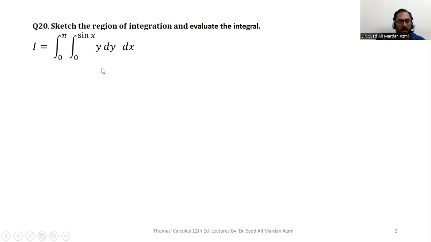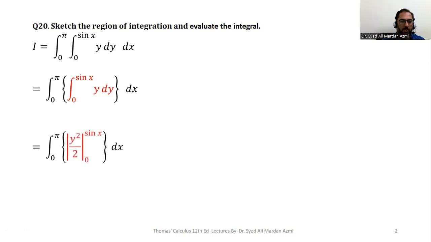In multivariable calculus, or in double integrals, we will always solve the inner integral first, and then on the result of the inner integral, we will apply the outer integral. For this purpose, I have isolated the inner integral inside the bracket with red color so that you will be focused on this particular portion. Now we will integrate y for the limit 0 to sine of x. Integration of y with the help of our formula is y squared over 2.